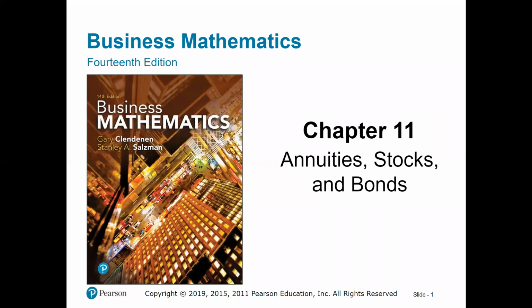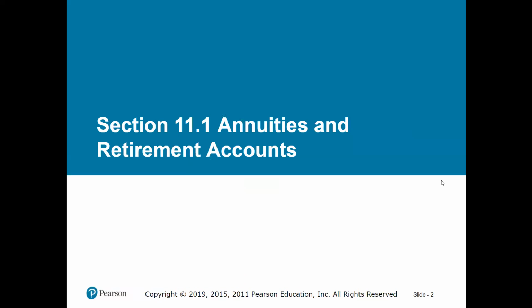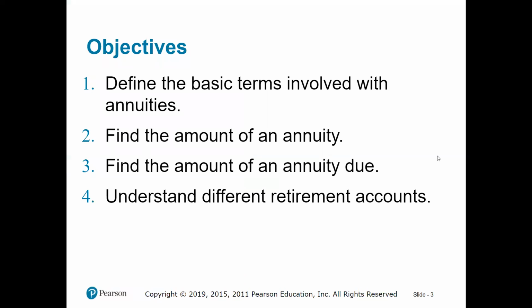Okay, so for this class, we are going to talk about Chapter 11, Annuities, Stocks, and Bonds. Annuities and retirement accounts, that's for section 11.1. Our objectives are to define the basic terms involved with annuities, find the amount of an annuity, find the amount of an annuity due, and understand different retirement accounts.